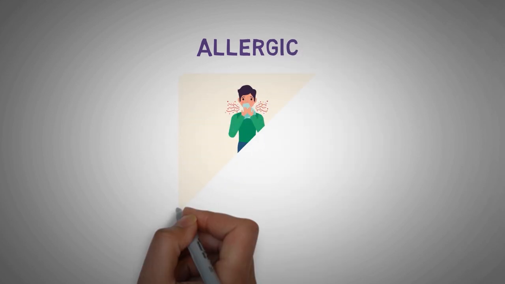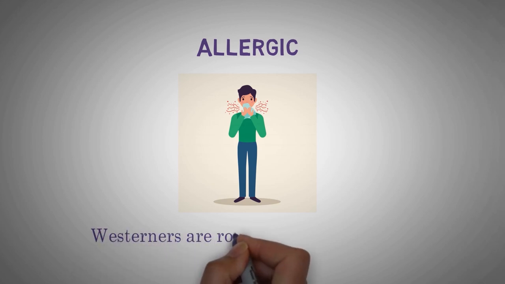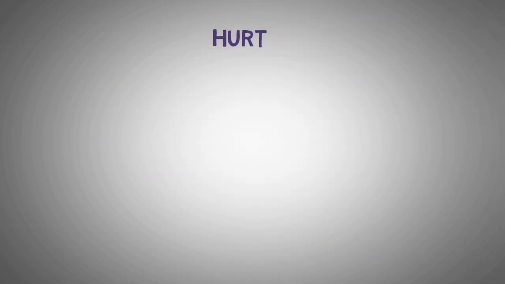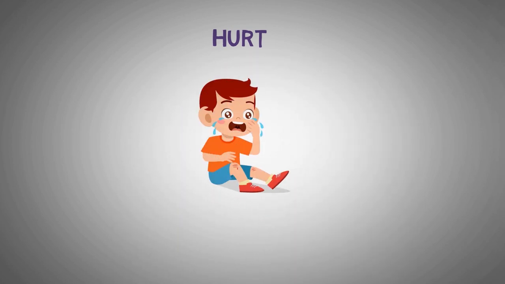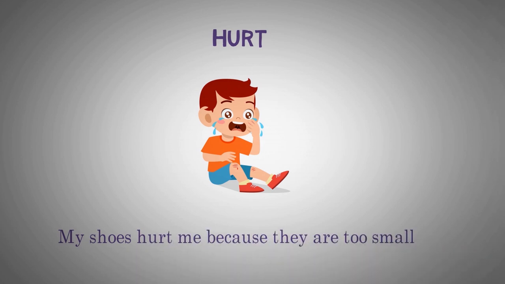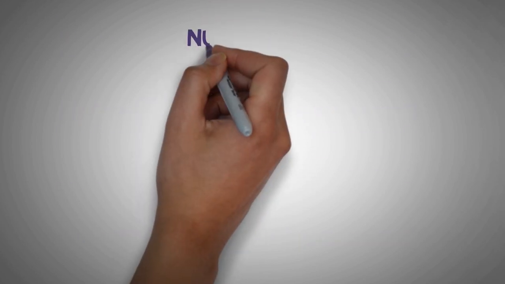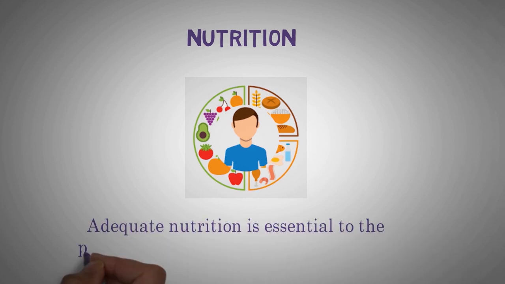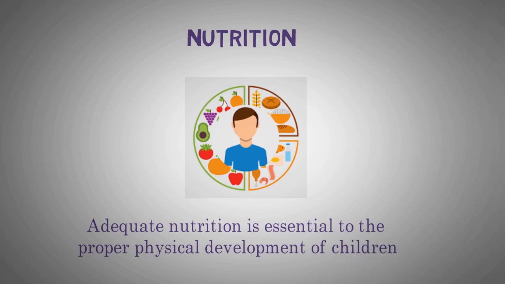Allergic. Westerners are roughly twice as likely as East Asians to be allergic to peanuts. Hurt. My shoes hurt me because they are too small. Nutrition. Adequate nutrition is essential to the proper physical development of children.